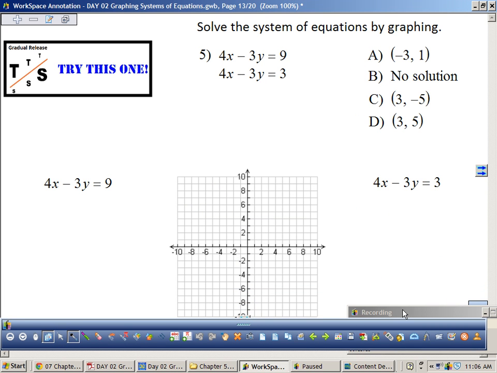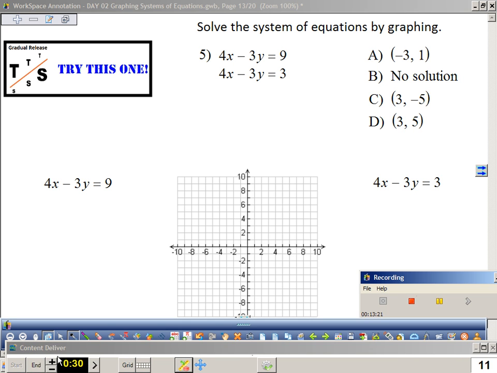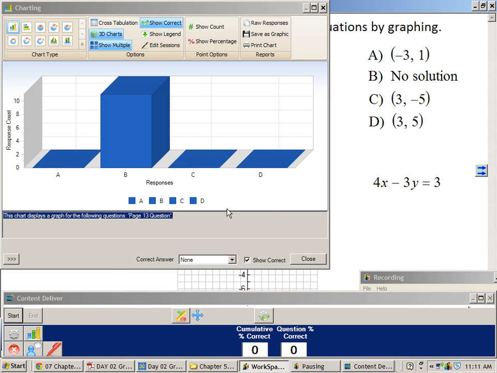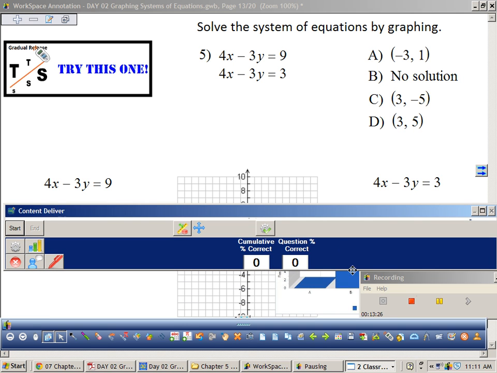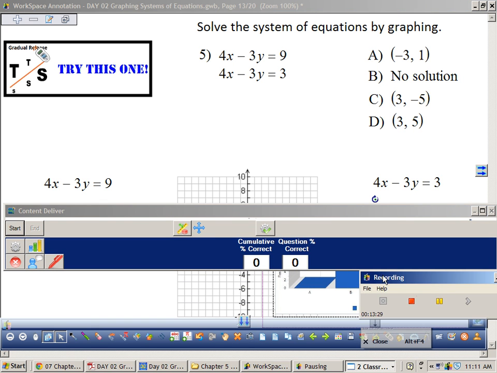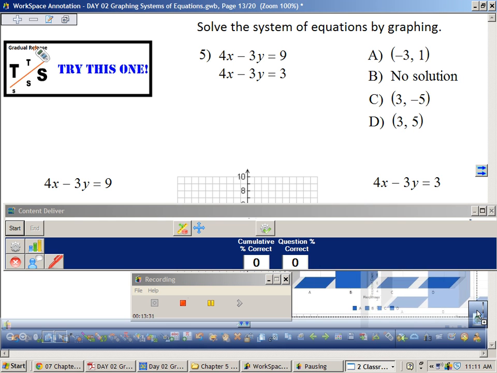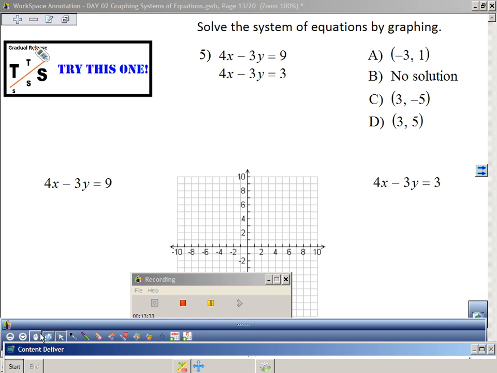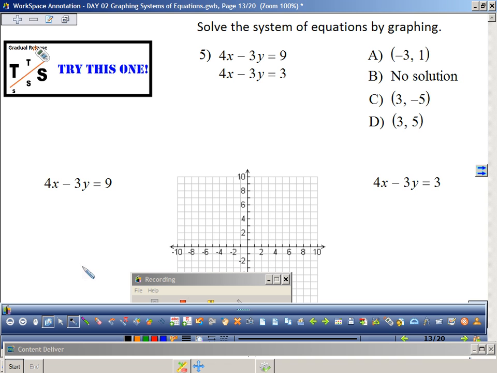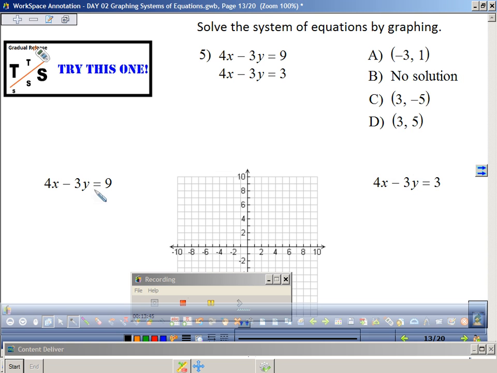Try this one. And let's see how you guys did. Excellent. So, just like Lauren said, the slopes are the same. Lauren, did you have to solve for y to figure out they were the same? No. How could you just look at them and say it's got to be the same slope? They both have coefficients. The coefficient of x is the same, and the coefficient of y is the same, right? So slopes are going to have to be the same.